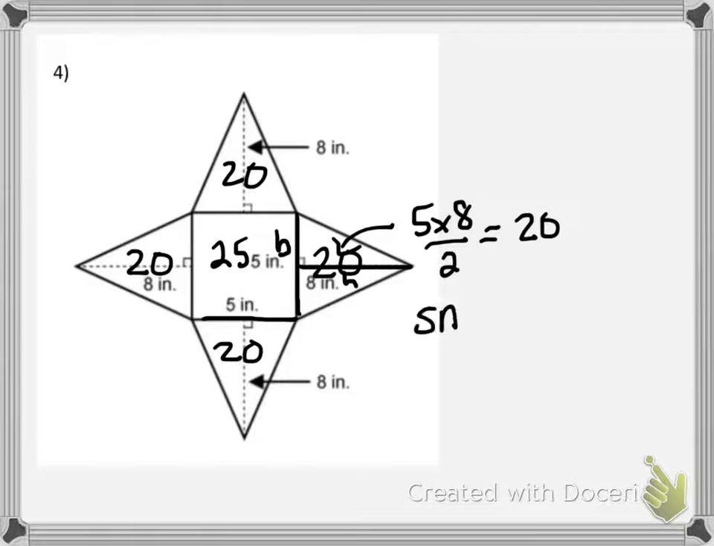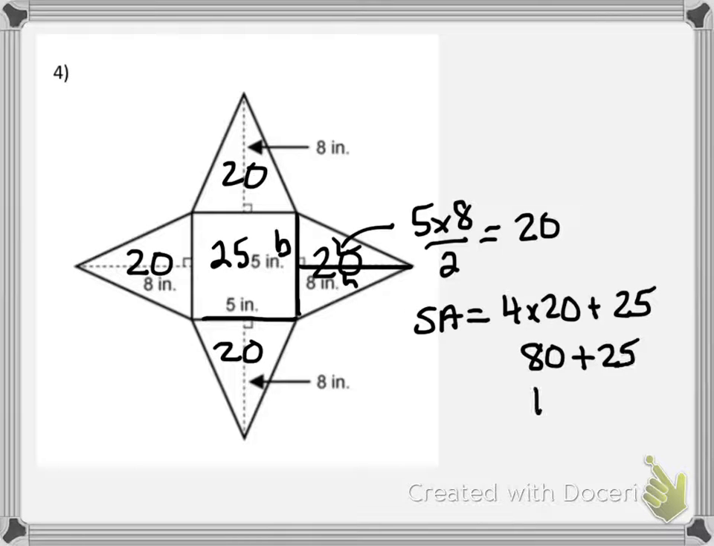So now let's find the surface area. We have 4 groups of 20, and then we'll add the area of the square as well, 25. So that's 80 plus 25, which is 105 inches squared.